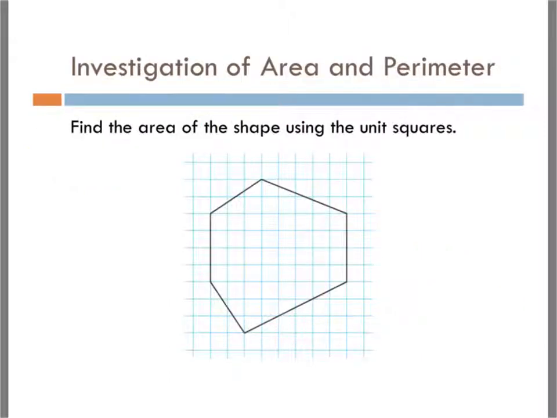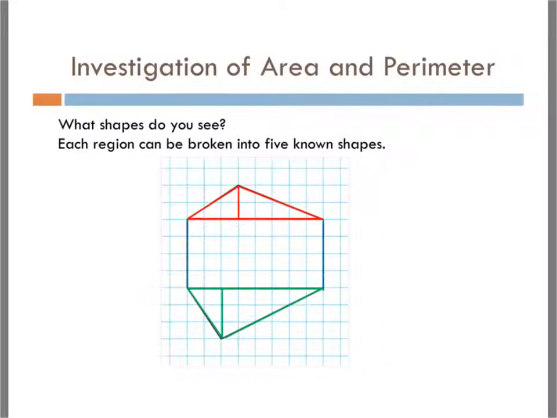Okay, so let's say we want to find the area of the shape here using the unit squares. Now, if I tried to count them, I'd run into a problem because this box right here isn't full, this isn't full, this isn't full, so I have to look at my area in a different way other than counting boxes. And one thing I can do is taking my shape and dividing it into smaller shapes that I know how to find the area of.